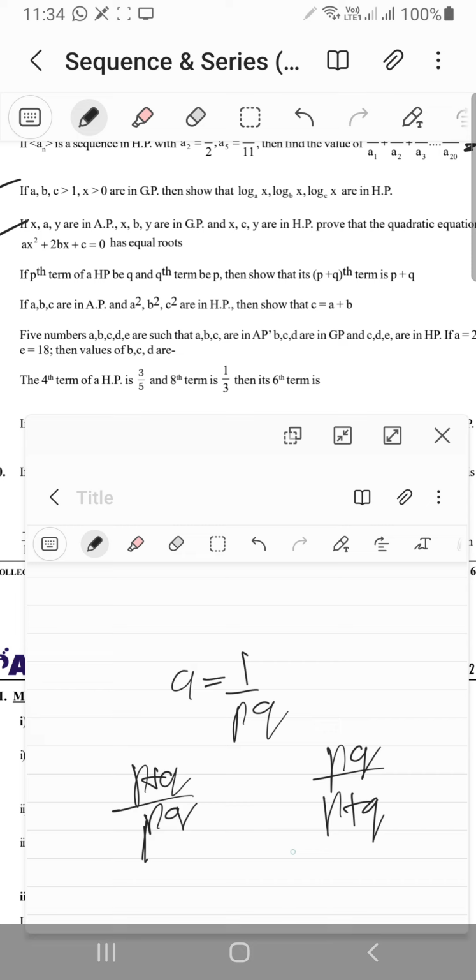How is this equal to P plus Q in any way? No, it doesn't make sense. Question mark.